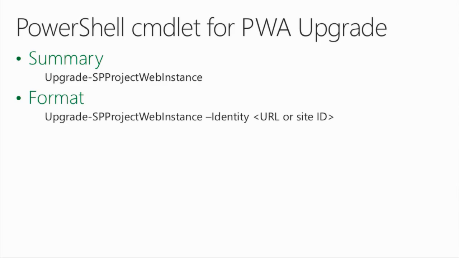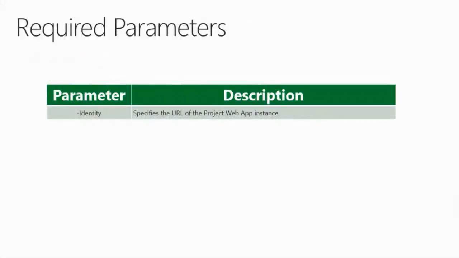You have to include the identity, the URL or the site ID. There's only one required parameter for that, and that's the identity. Like I say, you can specify it multiple ways. Most folks use the URL. That's what I'm going to use in this example, but you can use the site ID to do that also.